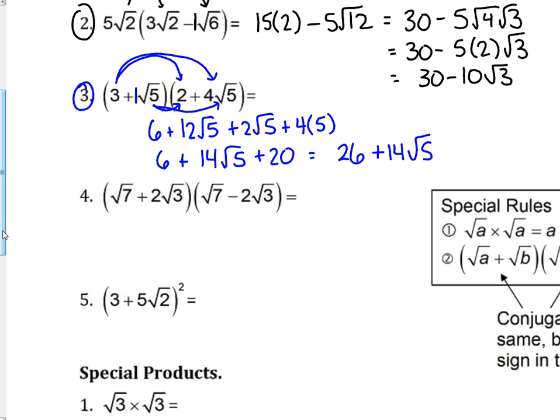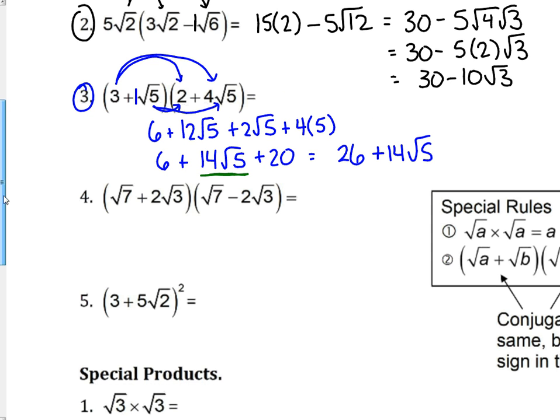Any questions about that? Yeah. Because 14 has a root 5 to it. And so we can only add them together if they have the same radicand. And so technically the radicand of 6 would be like 6 root 1 if you put a radicand, right? You can't combine them, so they're not like terms, so to speak. Okay. All right.